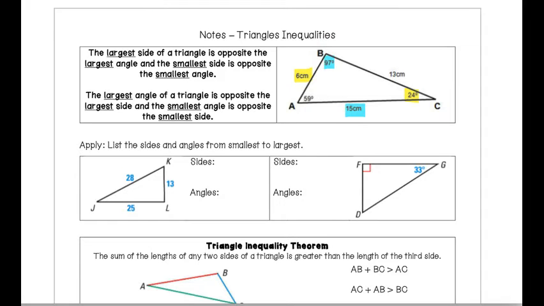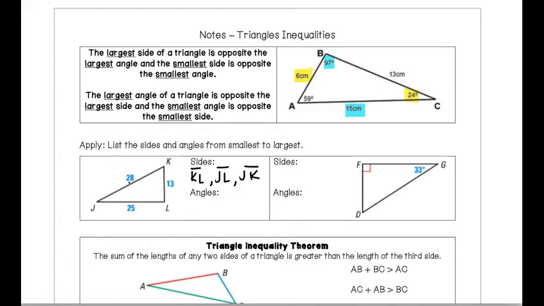So now that we've talked about that common rule, you can go ahead and pause the video and try to apply that to these two triangles here. When you're ready, you can press play. The shortest side here is side KL. After that, we have side JL. And after that, we have side JK. So I'm just listing them in order from smallest to largest.